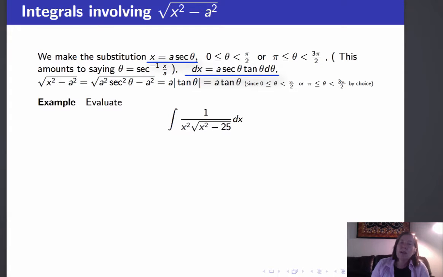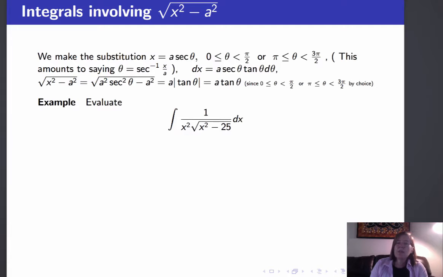dx d theta is a times secant theta tangent of theta, so dx gets replaced by a times secant theta tangent theta d theta, and of course the square root of x squared minus a squared equals the square root of a squared secant squared theta minus a squared. Pulling out the a, we get that this is a times the square root of secant squared theta minus 1, which is a times the absolute value of tangent of theta, but because we've chosen the angles in the appropriate intervals, the absolute value of tangent of theta is just tangent of theta here.